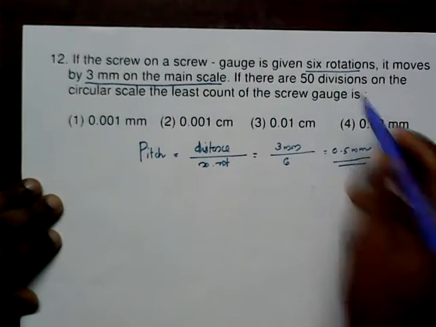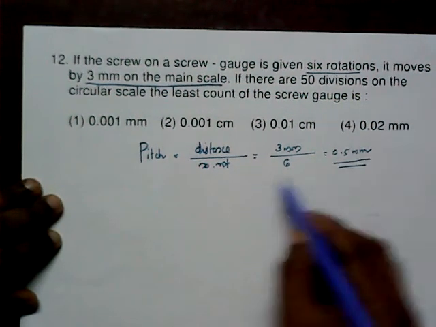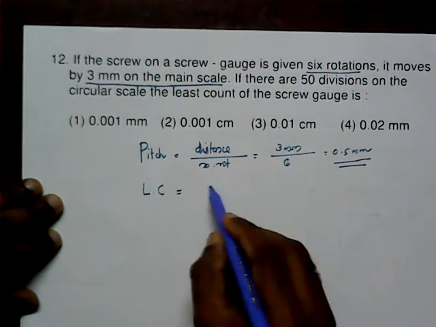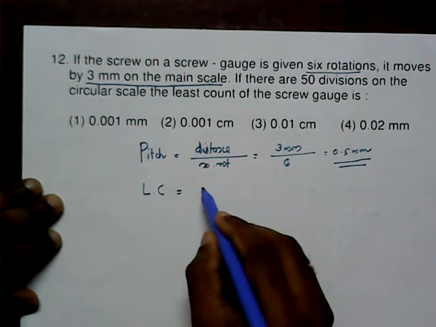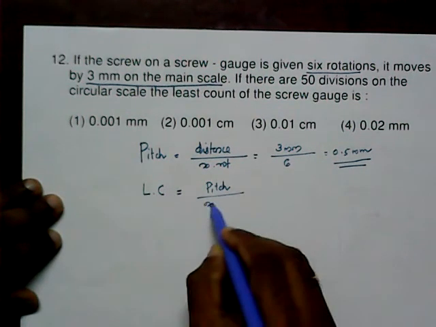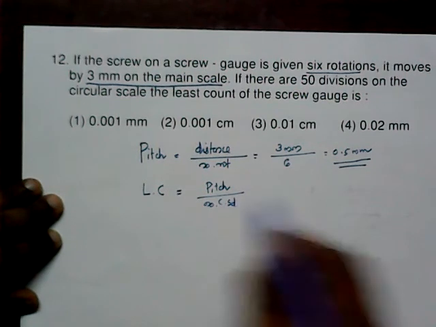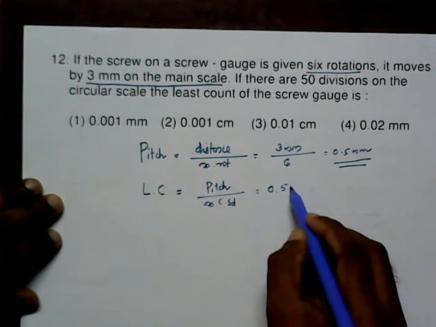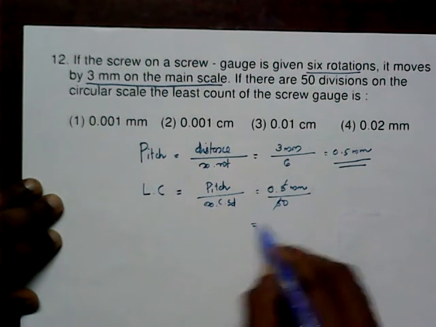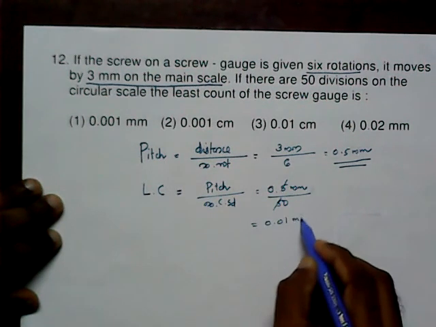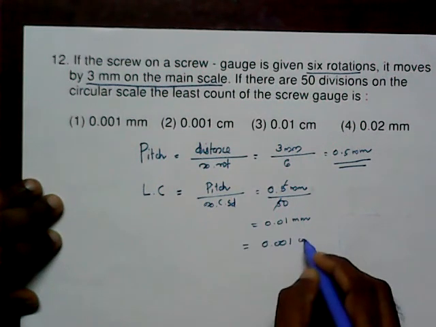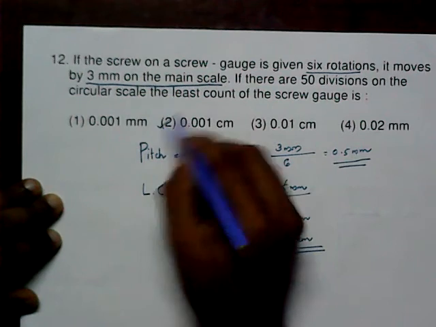It is given there are 50 divisions on the circular scale. So the least count is equal to the pitch divided by the number of circular scale divisions. So equal to 0.5 millimeter by 50. So 5 cancels, and you get the value as 0.01 millimeter, which equals 0.001 centimeter. So you get the answer as 2.